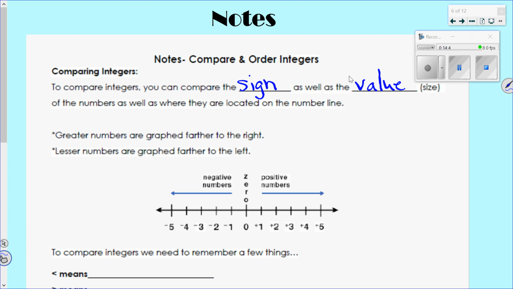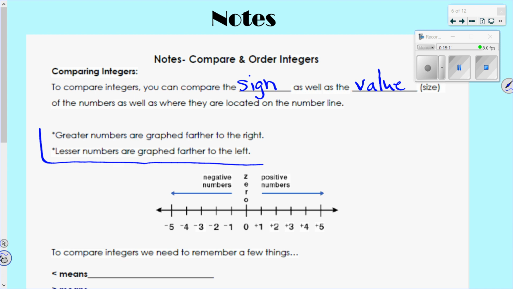Because will there ever be a positive number that's smaller than a negative number? No. Will there ever be a negative number that is bigger than a positive number? No. So if I'm doing a comparison, I can use sign right away, right? I know all positives are bigger than all negatives. I can also use the value on the positive side. The higher the value, the bigger the number is. On the negative side, and this is where I'm technically not saying it right, the more negative a number is, the smaller it is, right? Okay? But we need to understand that.